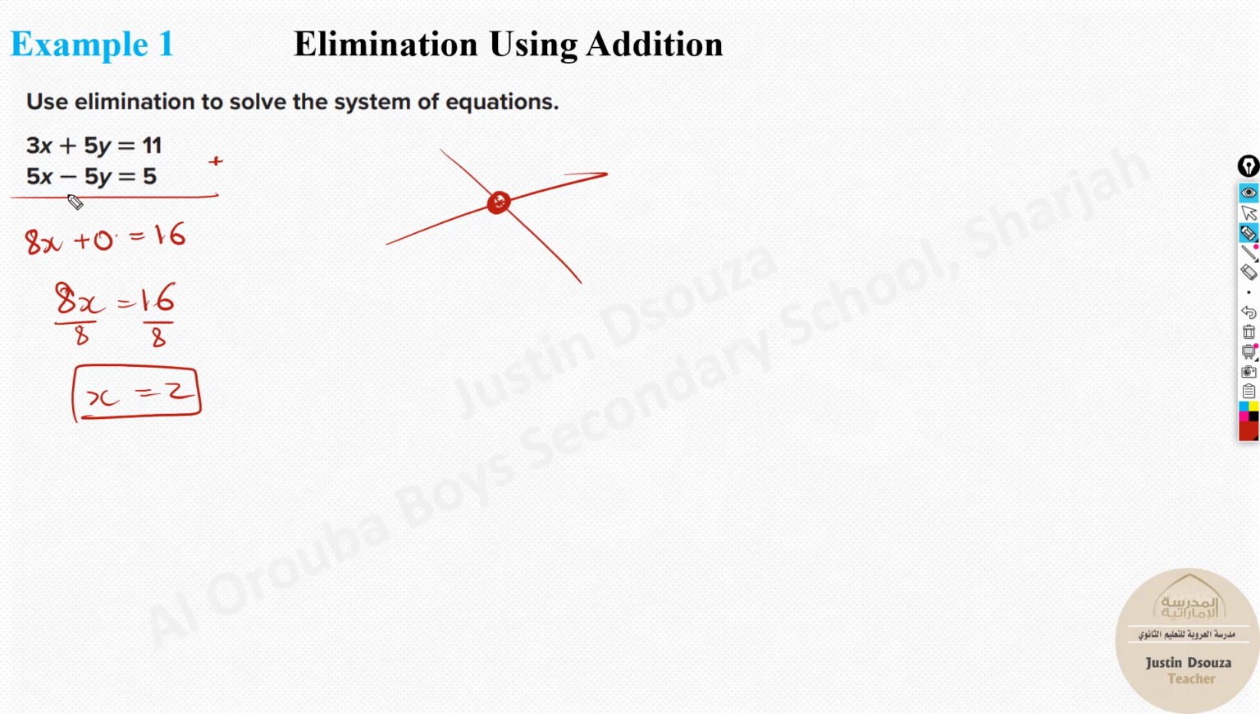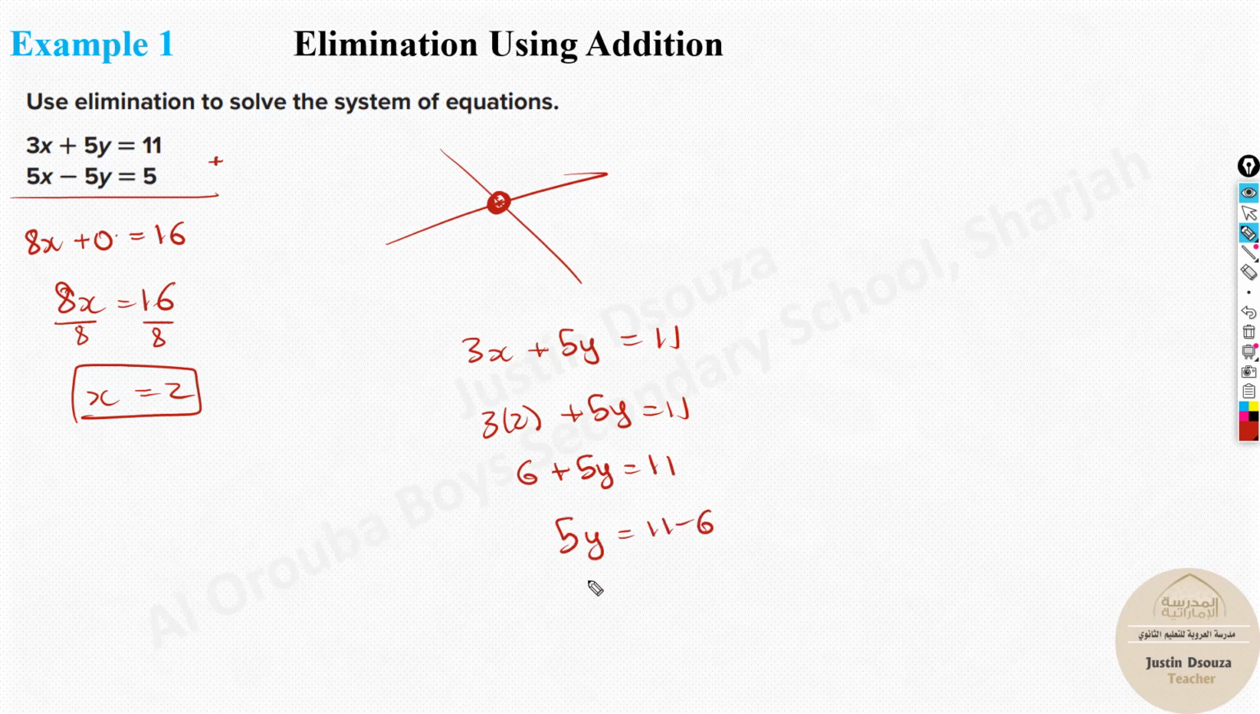Now substitute in any equation. It's up to you. You can substitute in the first or the second one. It's fine. But we need to find y, right? So I will not use this one because y is negative, so that means I have to take it to the other side. I'll use the first one: 3x plus 5y equals 11. Now I'll substitute x. It'll be 3 times 2 plus 5y equals 11. 3 times 2 is 6, plus 5y equals 11. And we can take the 6 to the other side. It'll be 5y equals 11 minus 6. Now 5y will be equal to 5, or y equals 1.